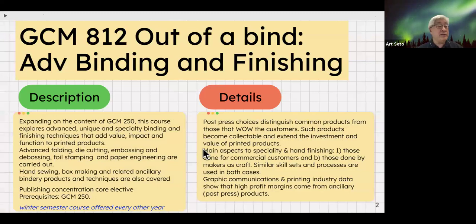So GCM 812 is an open elective. It's a core elective for the GCM publishing concentration. And this course runs every other winter semester, so every fourth semester. In this course, we take a look specifically at advanced bindery and finishing techniques that add value, impact, and function to a printed product. We look at hand sewing books. We make boxes and other products as well.